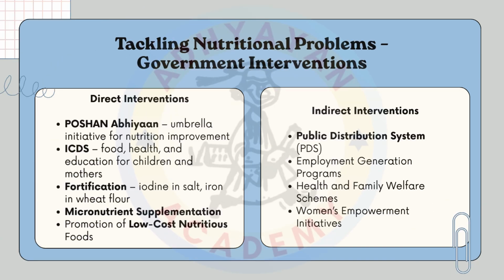The Indian government plays a vital role in improving public nutrition through a variety of programs. Under Poshan Adhyayan, multiple schemes are coordinated to improve outcomes for women and children. Direct interventions include the ICDS scheme, fortified foods like iodine salt, and vitamin and mineral supplementation for vulnerable groups. There are also indirect policies, like employment schemes, the public distribution system, and women's welfare programs, designed to address long-term nutritional security.